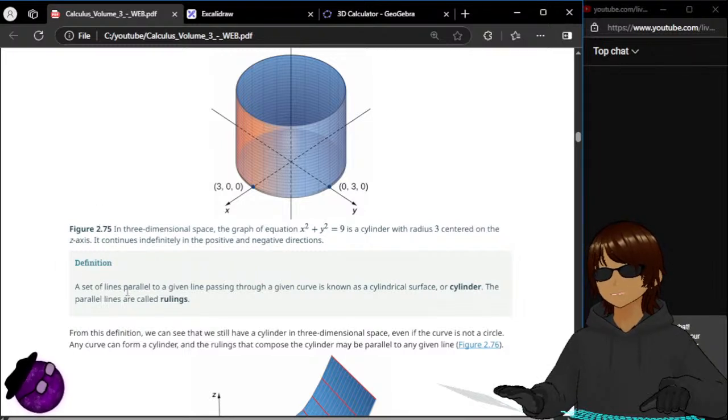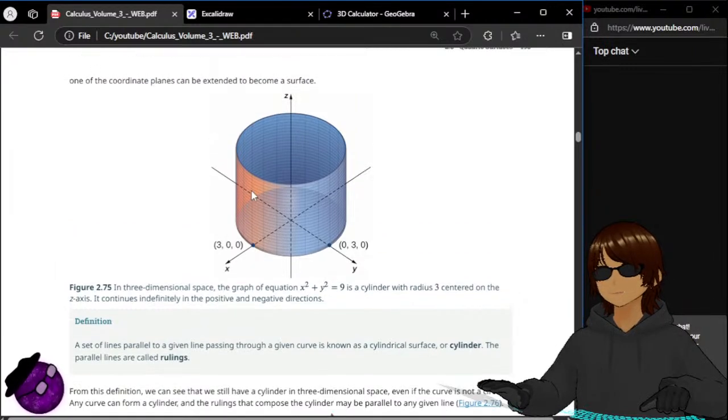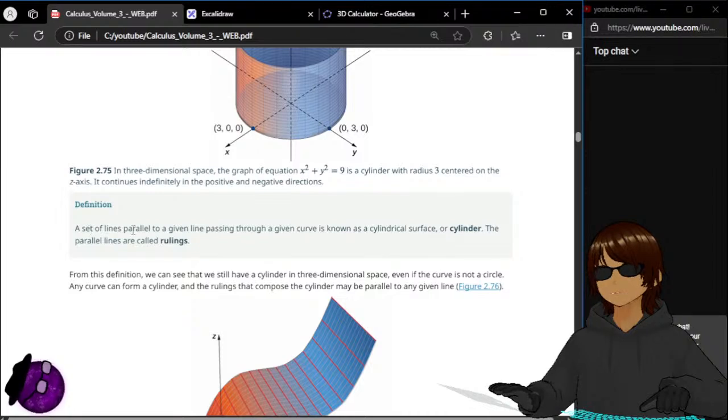A set of lines parallel to a given line passing through a given curve is known as a cylindrical surface or cylinder. The parallel lines are called rulings.